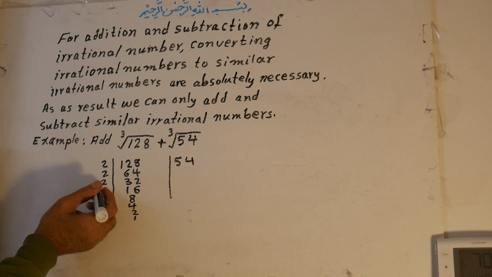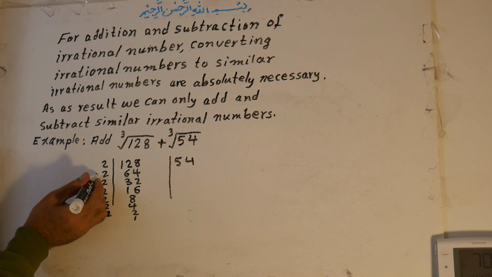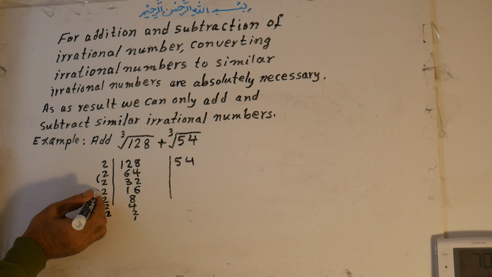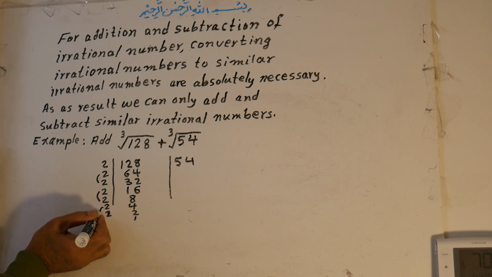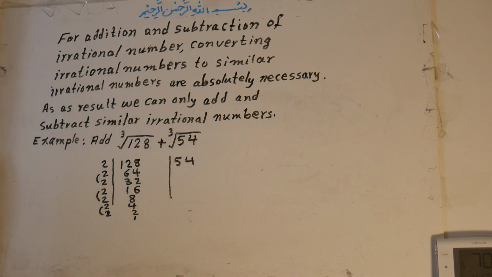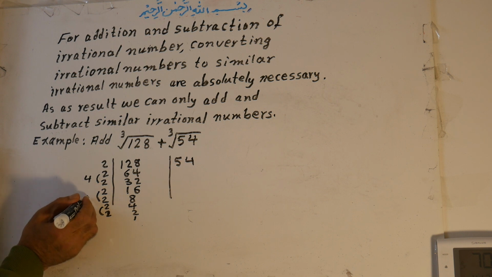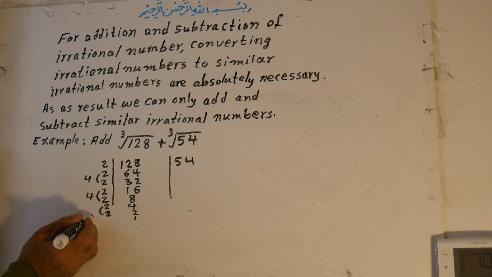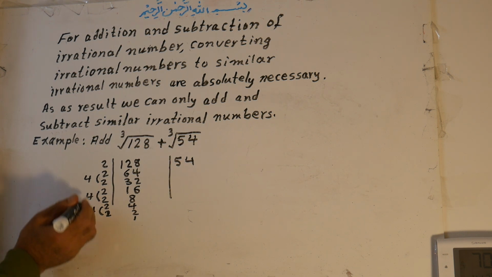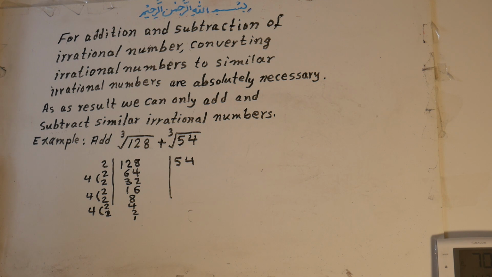1, 2, 3, 4, 5, 6, 7. Now we do 2 by 2. Because this is the power of 3, we should make this into 3 parts. 2 times 2 is 4: 1, 4, 2, 4, 3, 4. And 1, 2 is extra.